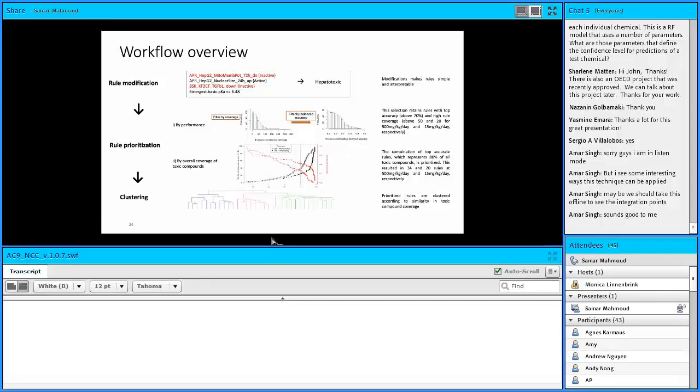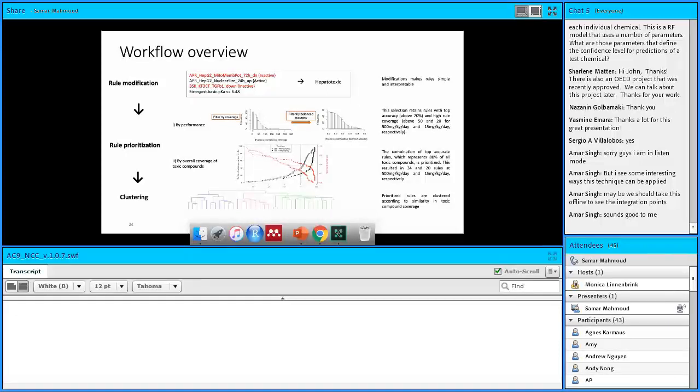Then we do another level of selection where we only select rules that in combination would cover 80% of the toxic compounds in the dataset. And the way we did so is by ranking the rules according to the accuracy and then plotting the accumulative compound coverage by these rules. And whenever we reach 80% coverage, we use this rule subset, which we would then hypothesize captured the important endpoints that have the maximum coverage.